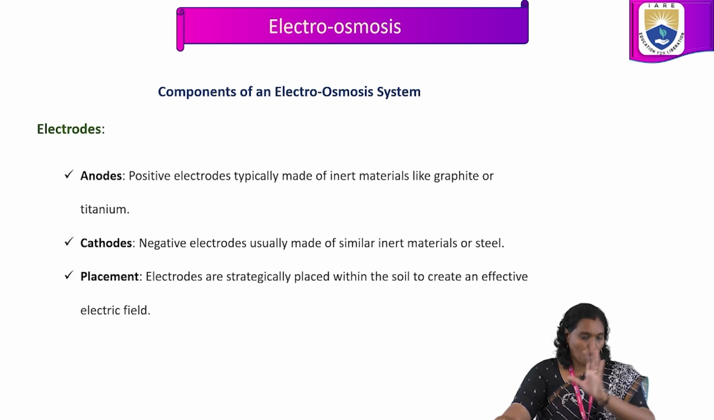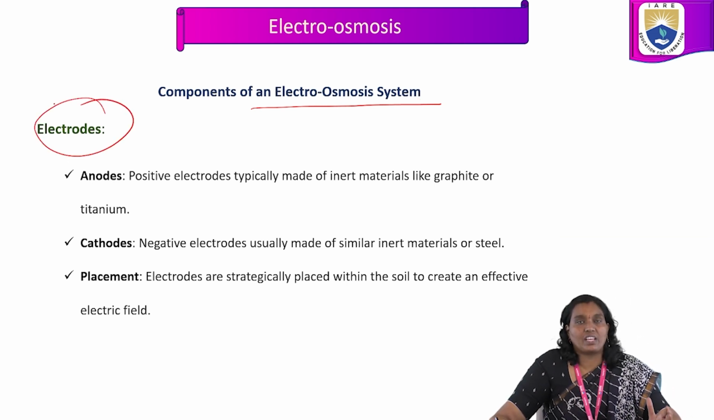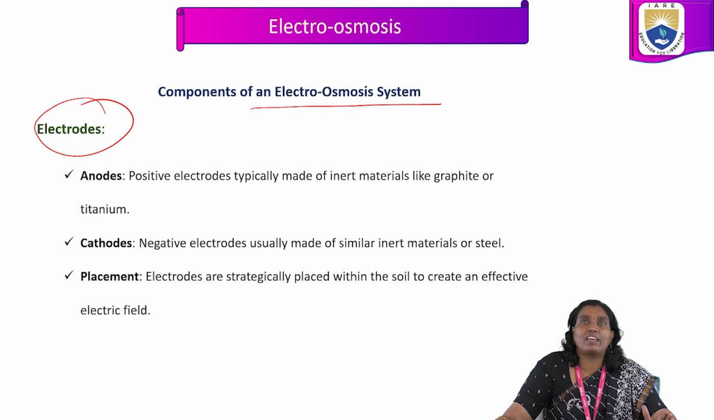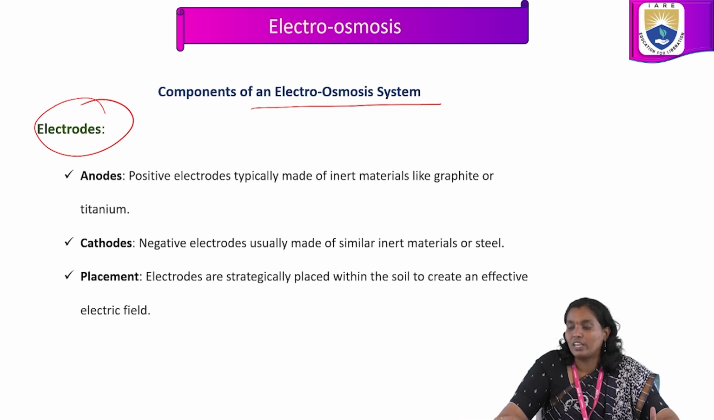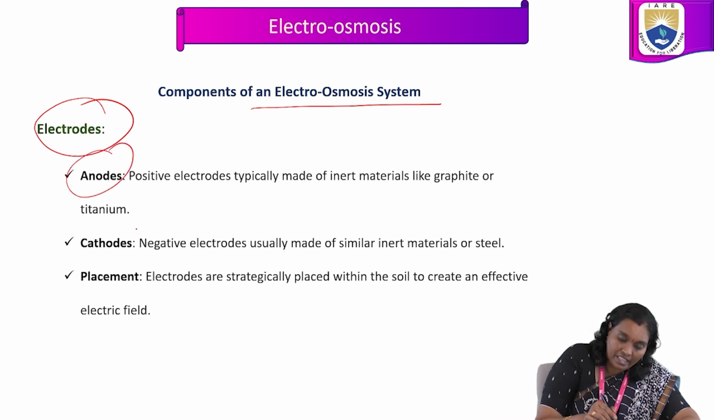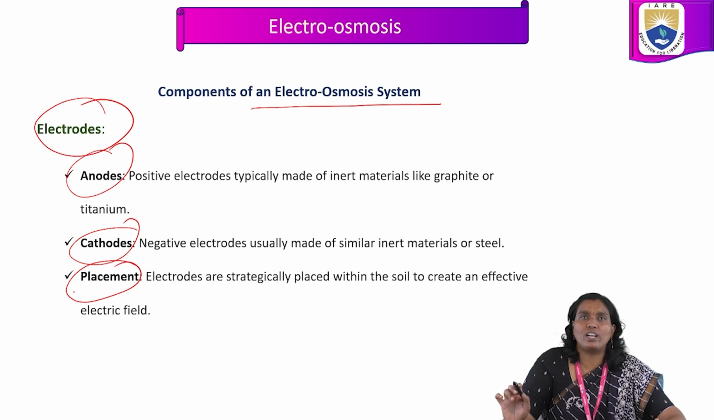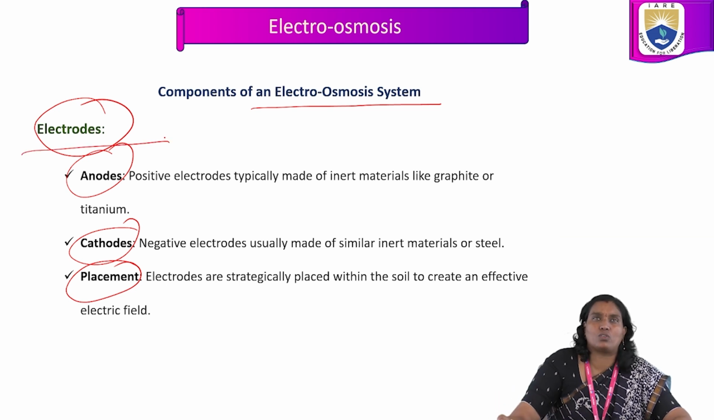So coming to the components of the electroosmosis system, the first one is electrodes. In these electrodes, what are the various components involved in electroosmosis? Anodes, cathodes, and placement. So these are the components involved in the electrodes.